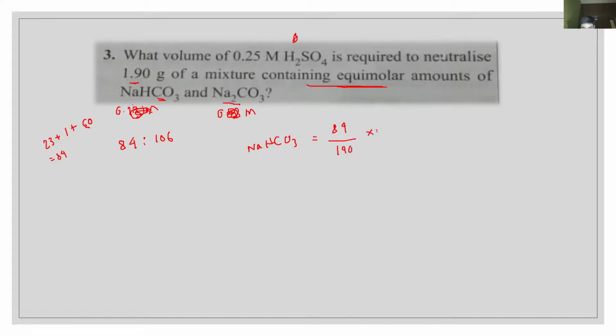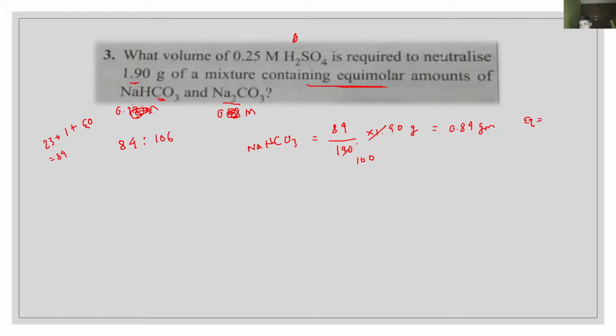See, the amount is given in such a way. So calculations are easy in WBJEE, but you need to get the logic and do it fast. So 0.84 grams of sodium bicarbonate is present. Let me find out the equivalent weight and number of gram equivalent.